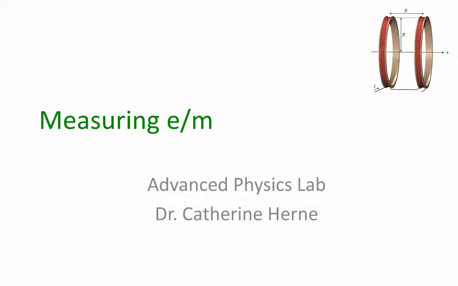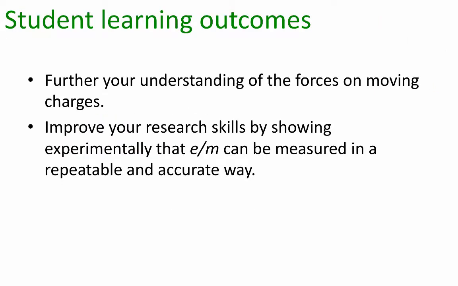This is an introduction to the lab where we measure e over m, or the charge to mass ratio for an electron. The learning outcomes for this lab are to further your understanding of the forces on moving charges and to improve your research skills by showing experimentally that e over m can be measured in a repeatable and accurate way.